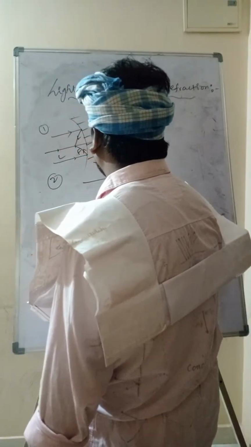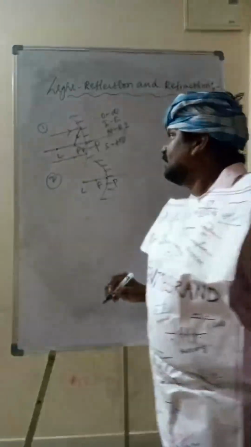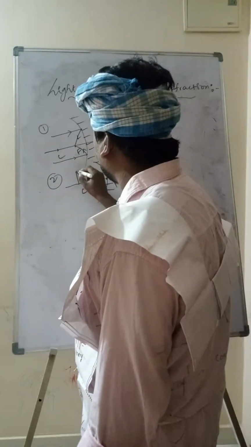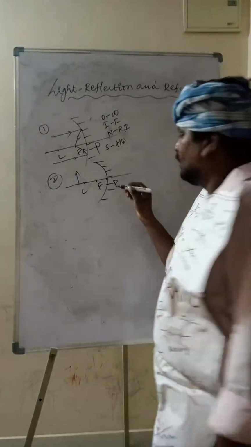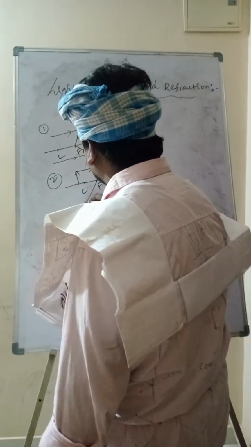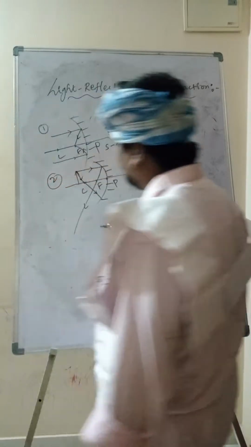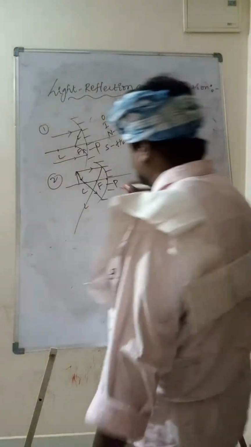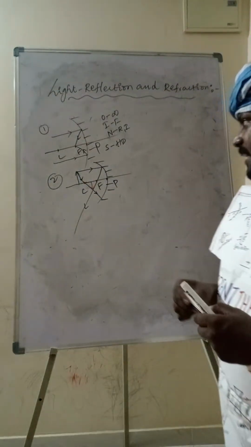Second one, I am considering pole, focus, center of curvature. The object is placed beyond center of curvature. One light ray I am taking like this, it passes through focus. Another light ray passes through the optic center. So the image will form between C and F.